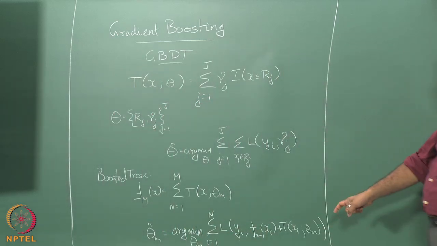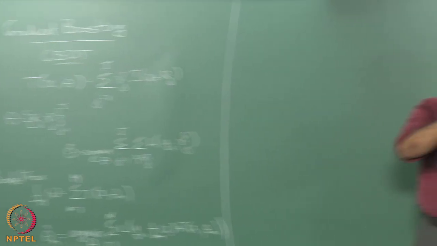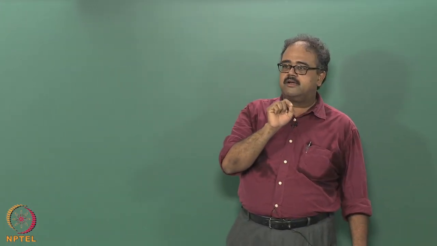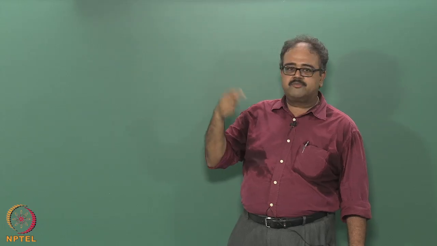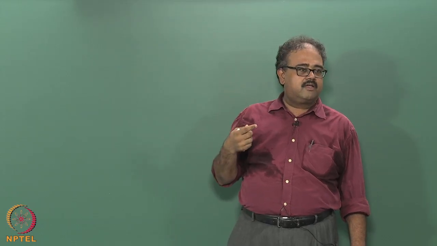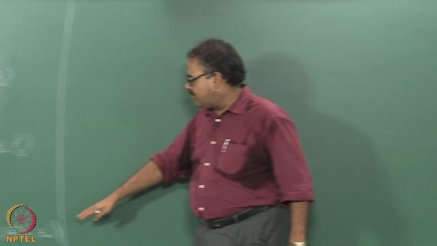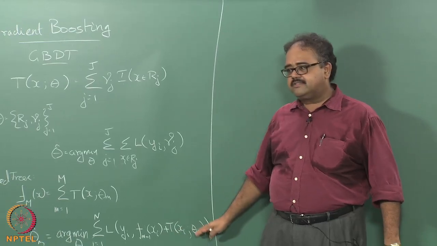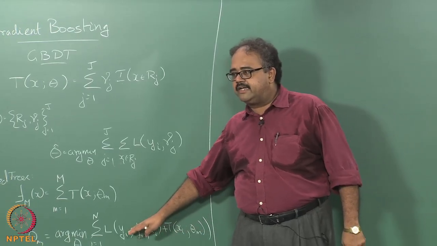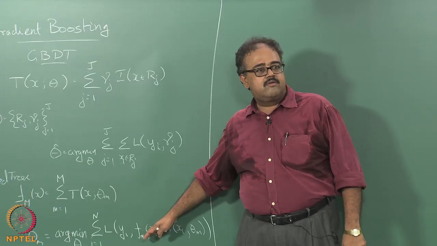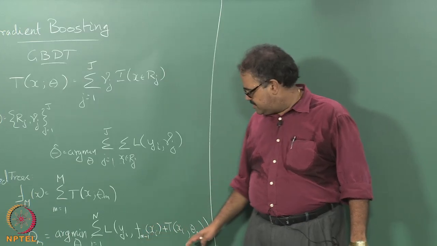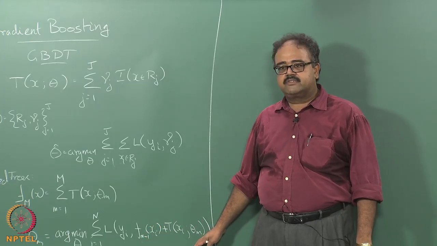So, when will it be the residual error? When it is a regression task and squared error is my metric. So, when the loss function is squared error and I am trying to solve the regression problem, then essentially what I will have to do here is take the residual error. Whatever the m minus 1th stage tree does not explain, that error I will have to explain using this.